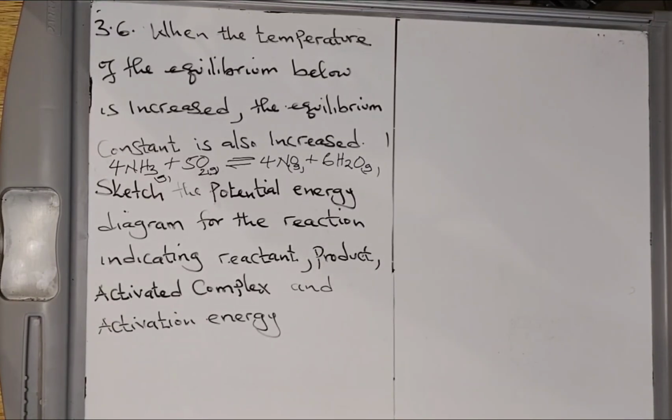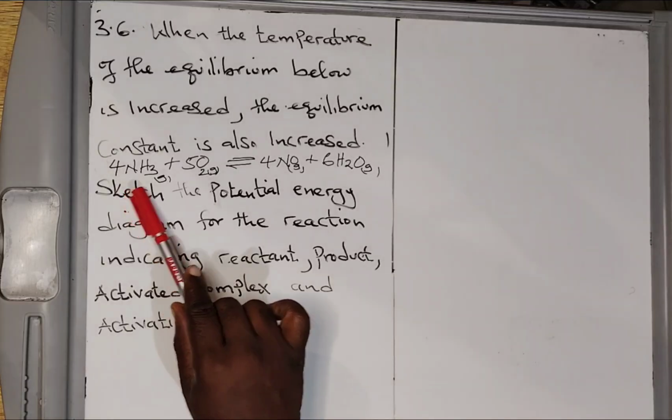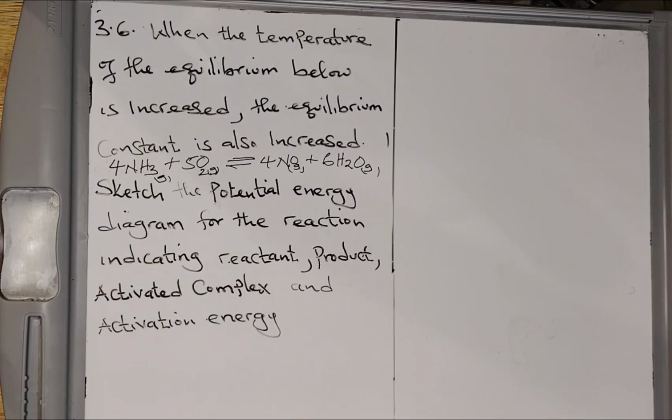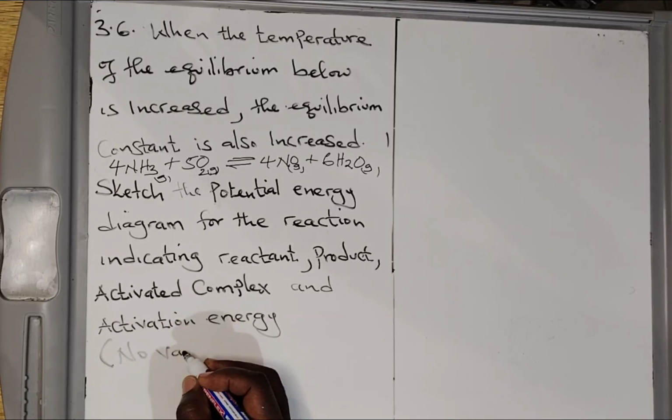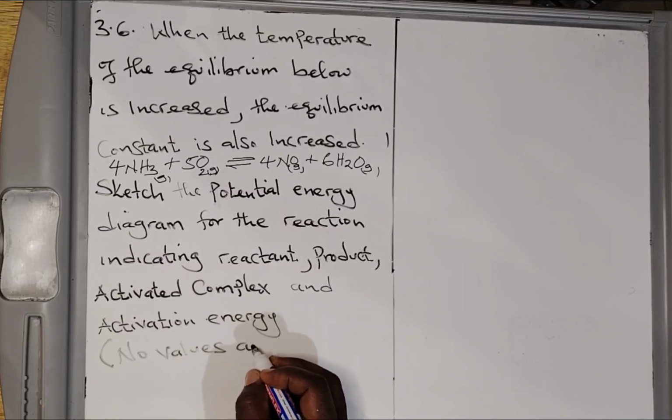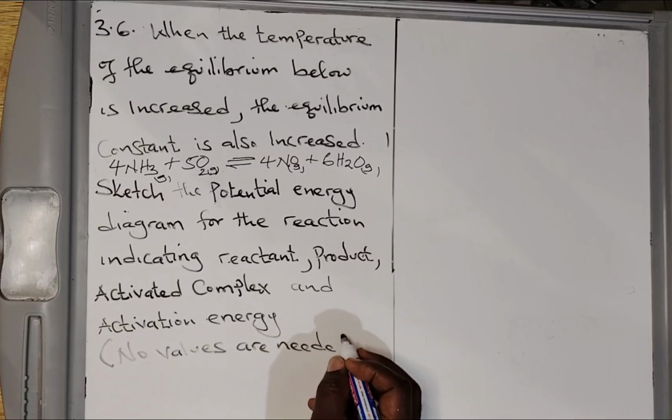Okay, then comes this question. It says that when the temperature of the equilibrium below is increased, the equilibrium constant is also increased. So this is the equilibrium we are talking about. Ammonia reacting with oxygen to give you nitric oxide and water. Then the question says, sketch a potential energy diagram for the reaction, indicating reactants, product, activated complex, and activation energy. No values are needed.